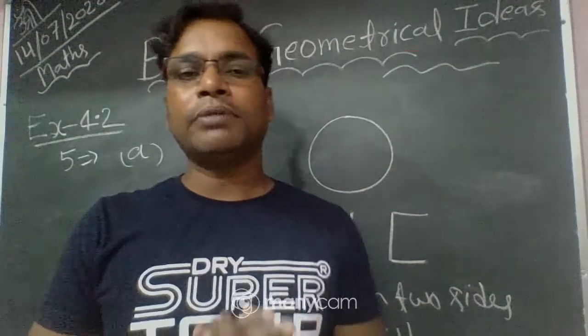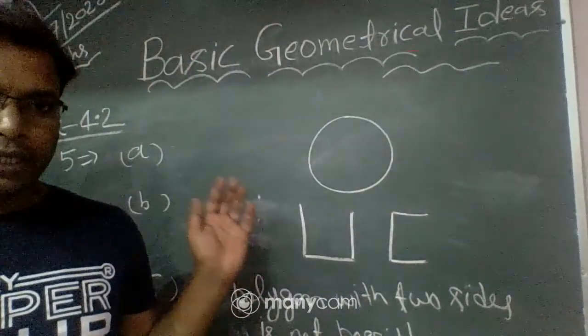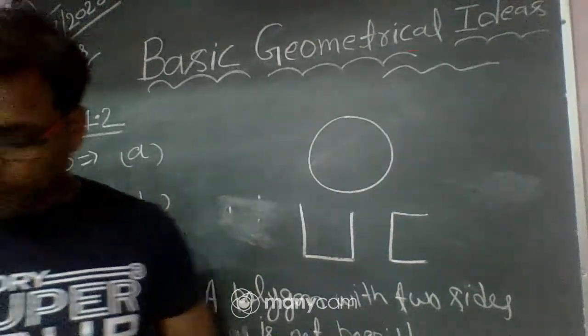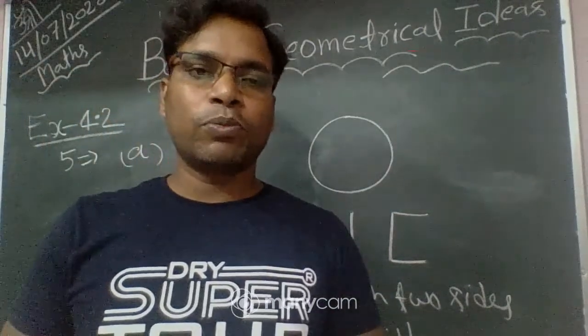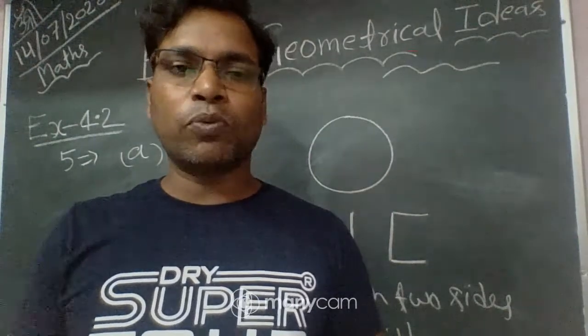Okay, a five-sided polygon is a pentagon. So you can see in this way we completed exercise 4.2. Now we are going to discuss exercise 4.3.